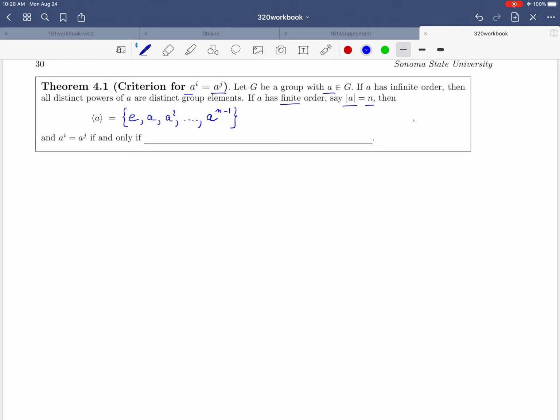And then we also have that two powers of A are equal to each other if and only if, what has to be true? What do you think? It has to be true that n divides i minus j. That is a criterion for two powers of A to be equal. And we're going to prove some of this. We are only going to discuss the finite case, so we are only going to write a proof of the finite order case.